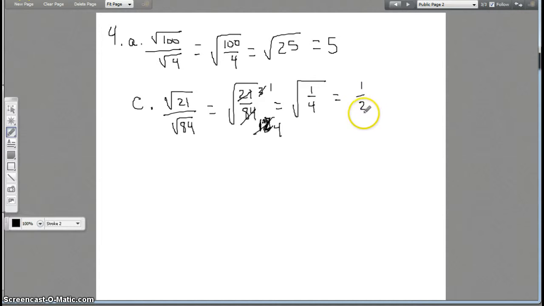Let's take a look at part E. Part E is the square root of 60 divided by the square root of 5. That's the same as the square root of 60/5. When we divide 60 by 5, we get the square root of 12. Now, the square root of 12 can be simplified because there is a square factor.